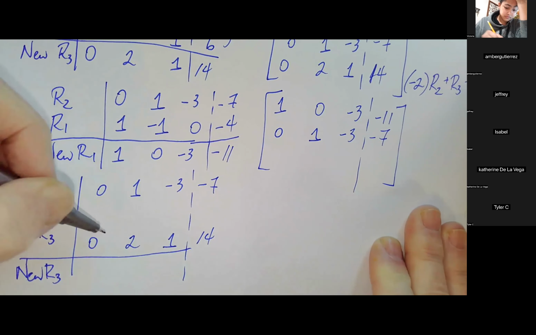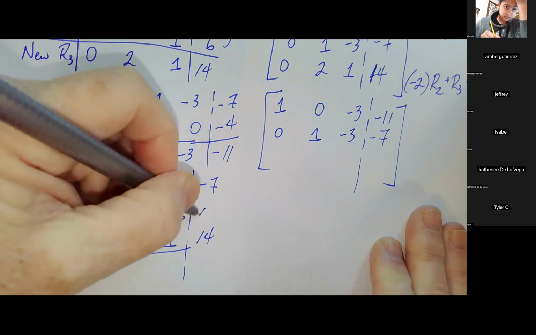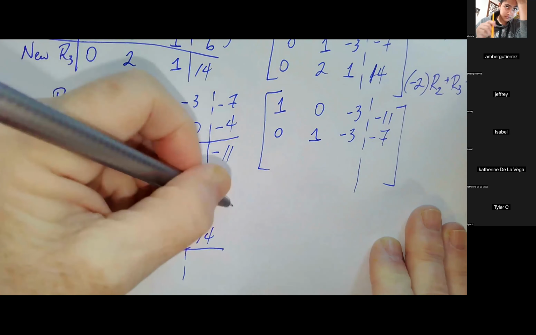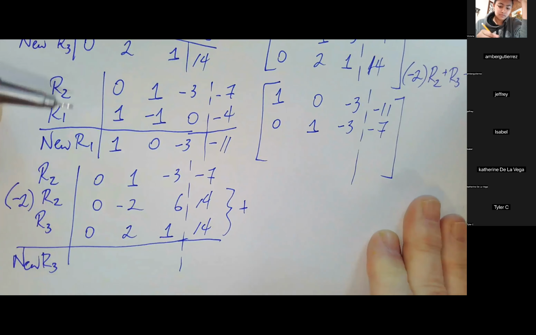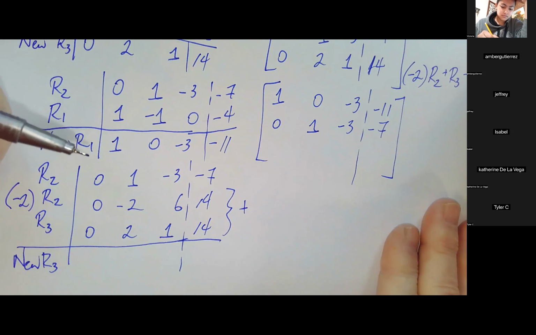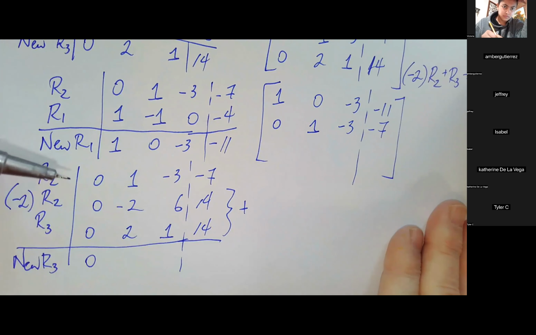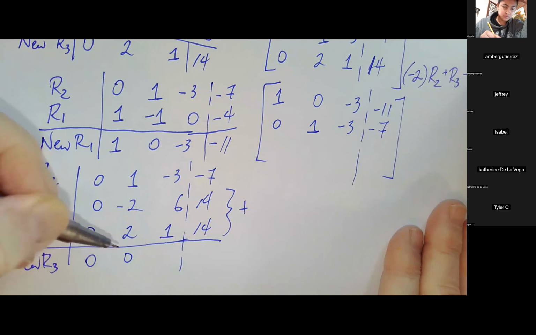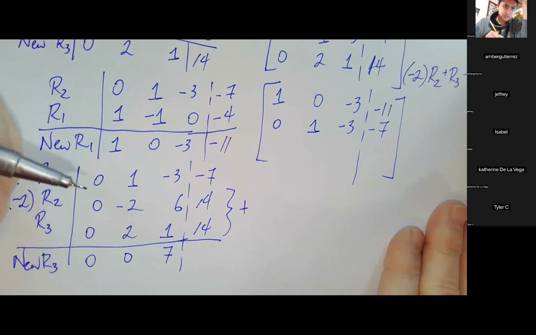0, -2, 6, 14. Good. And when we add the second and third rows, zero, 0, 7, 28.